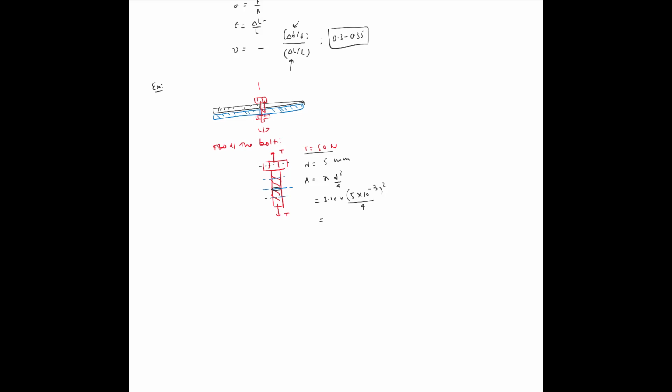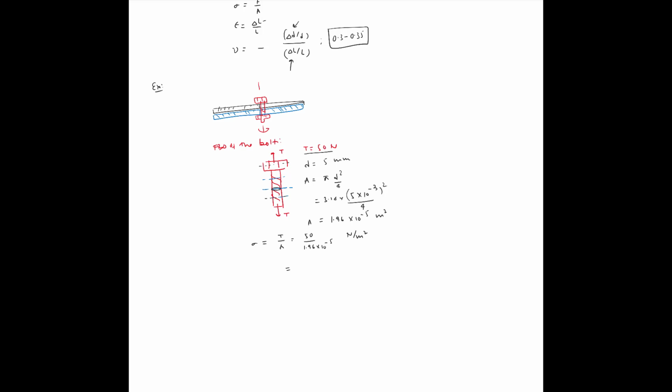So let me plug in these numbers in my calculator and see what I get. So I will have 0.005 times 0.005 times 3.14 divided by 4, and that gives me area as 1.96 into 10 power minus 5 meters square. So that's the area. So what is my normal stress in that cross section? It will be the force tension divided by the area. Tension is 50 Newton divided by 1.96 into 10 power minus 5. So this will be Newton per meter square, which is equal to what?